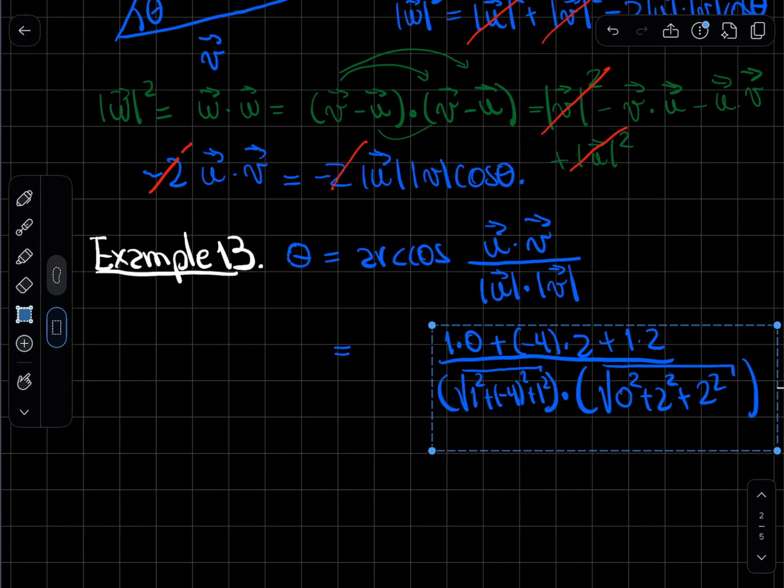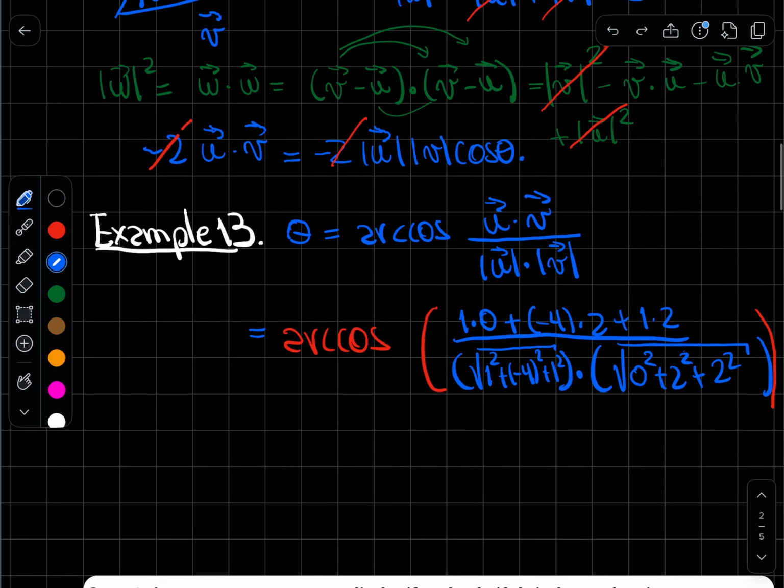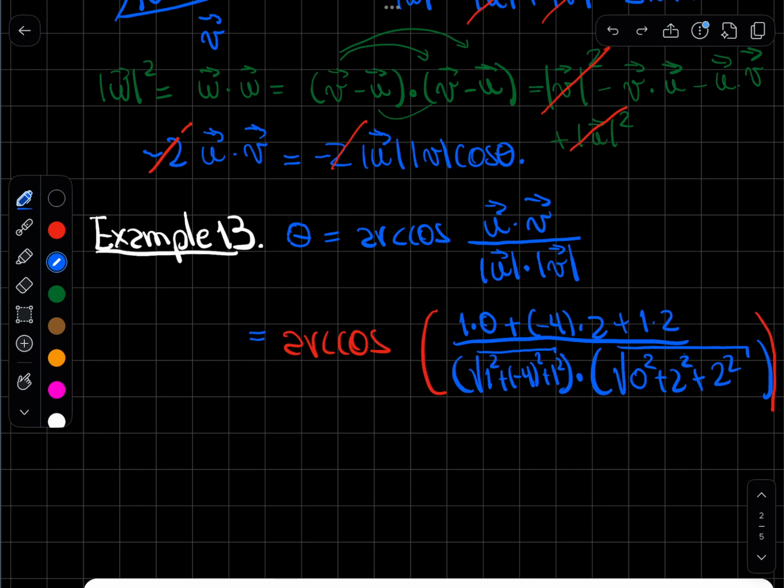Actually, I forgot something. Hope you caught it. I forgot that it was the arc cosine. And by the way, if you ever want to break this task down into smaller parts, that's totally fine too. Just find the dot product first, find magnitude of u and magnitude of v separately, so those three things, and then toss them into the formula and then find the arc cosine. So it'd be 5 steps: dot product, magnitude u, magnitude v, toss into the fraction, and then arc cosine.